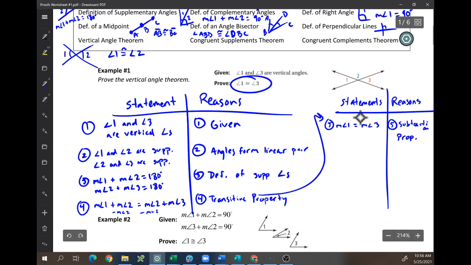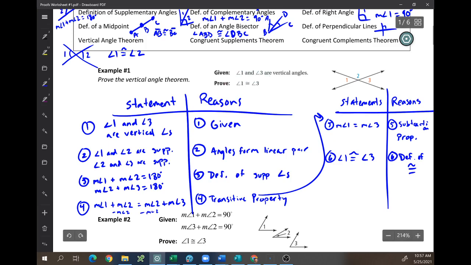Okay, now, that's almost what I want. I don't want them equal, though. I want them congruent. So my last step is just going to say that angle 1 is congruent to angle 3. I can always change back and forth between the measurements being equal and the angles being congruent. And we do that just with the definition of, if you're lazy like me, just put definition of congruence like that. Okay, so now, that was a lot of work, right?